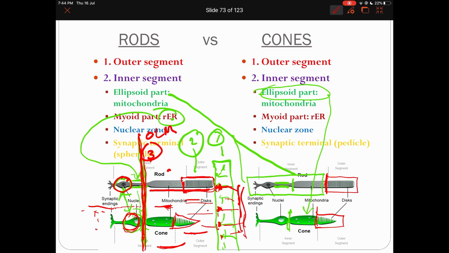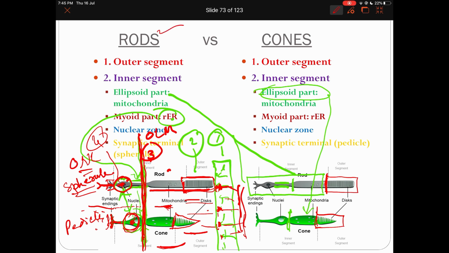I told you that these are the rods and cones nuclei themselves. This is called the nuclear layer. You call them the outer nuclear layer. Outer nuclear layer means these are the nuclei of the rods and cones. And then the fourth part of the inner segment is their terminals. These are called synaptic terminals. The shape is different. The synaptic terminals of the rods are called spherules, and the synaptic terminals of the cones are called pedicles, because they are feet-like, they are broader as compared to this.